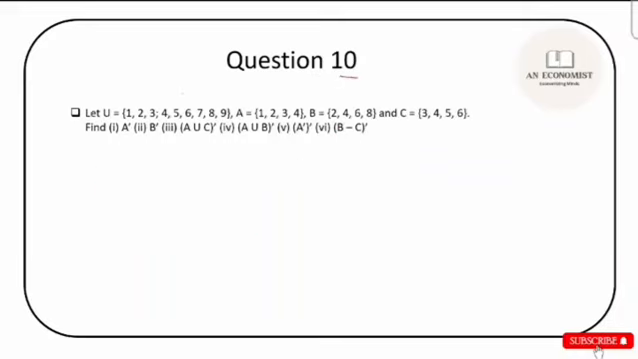Question number 10. U is given, this is the universal set. A is given, B is given, C is given. You need to find A complement. A complement is basically U minus A.